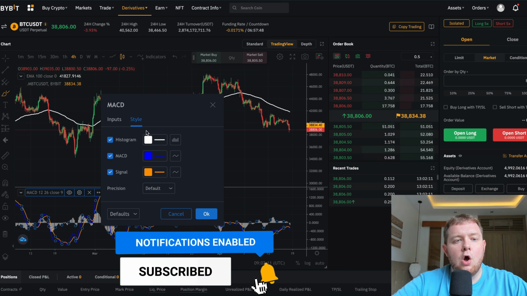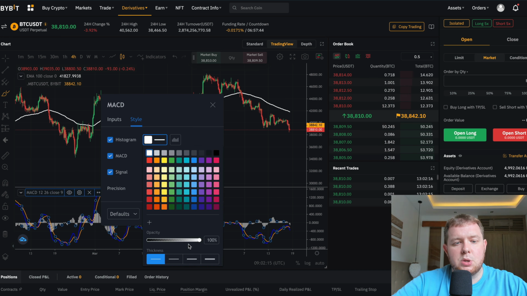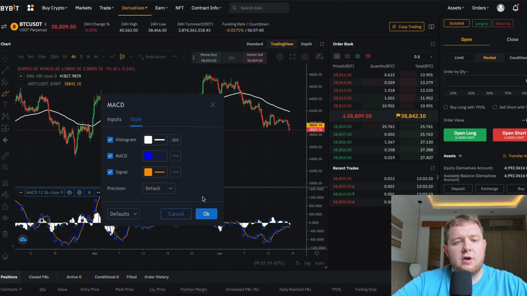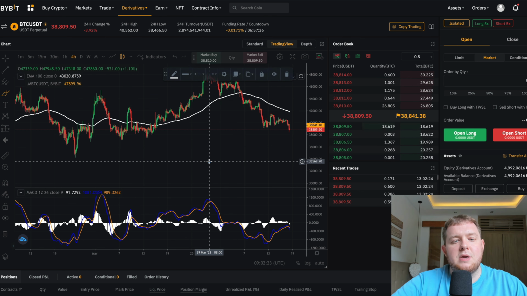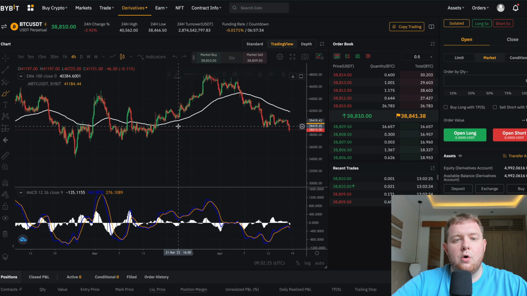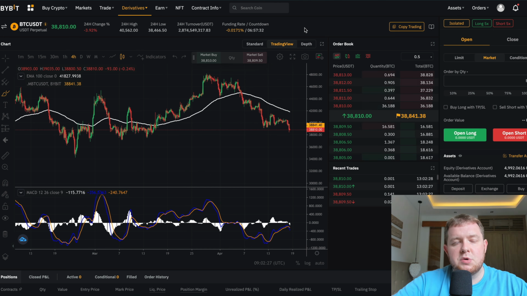That is the standard. We're going to go to style, change this to white, blue, and orange, and make sure it's on. We can increase the thickness if you want, but it really doesn't matter so much, just mainly the color. So it's going to be a lot easier for visual references to in fact go ahead and trade. So now I'm going to move over to TradingView.